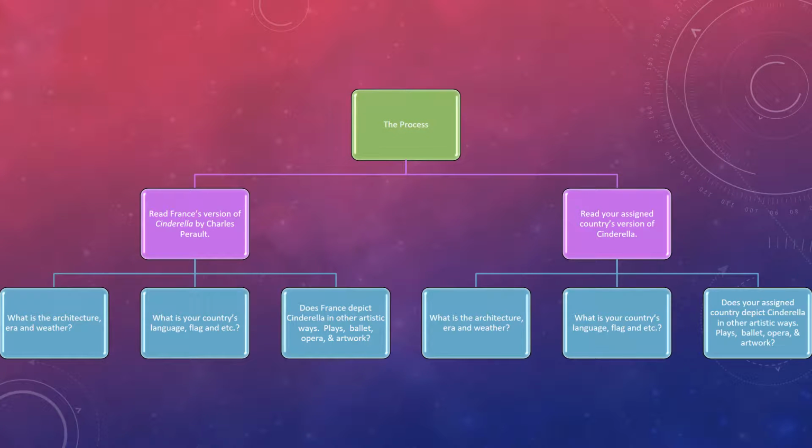The process. As a whole group, we will read France's version of Cinderella by Charles Perrault, focusing on the architecture, era, and weather, what is the country's primary language, their flag, and other important information, and does France depict Cinderella in other artistic ways, such as plays, ballet, opera, and artwork. Students will then be placed in a small group and assigned a specific country, where they will read that country's version of Cinderella, focusing on all the same criteria that we focused on as a whole group.